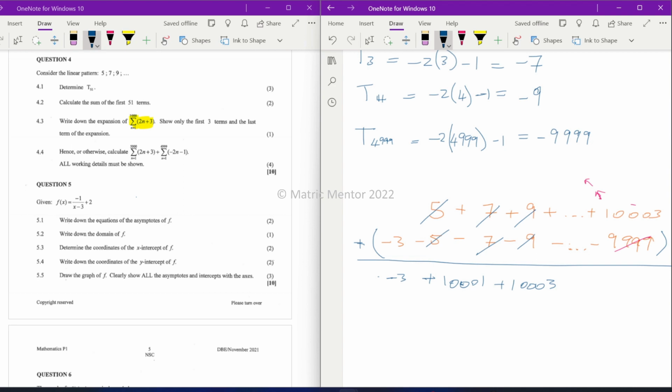And then this is going to equal to -3 plus 10,003 is just 10,000, plus 10,001 is 20,001.